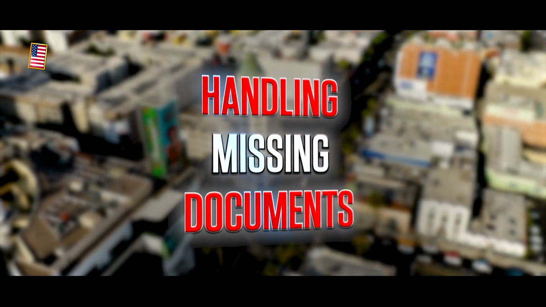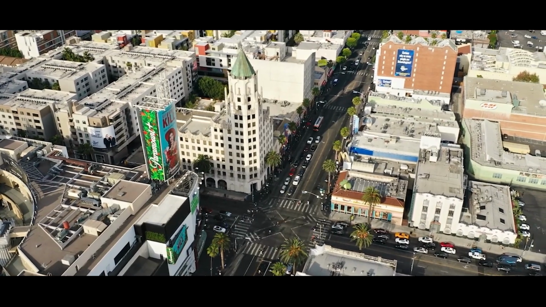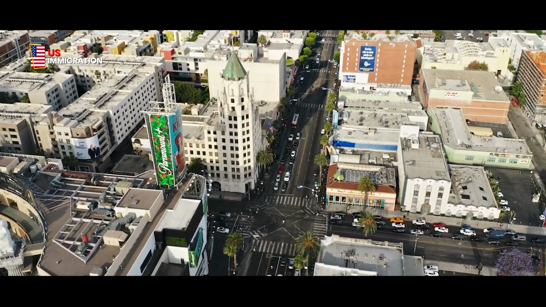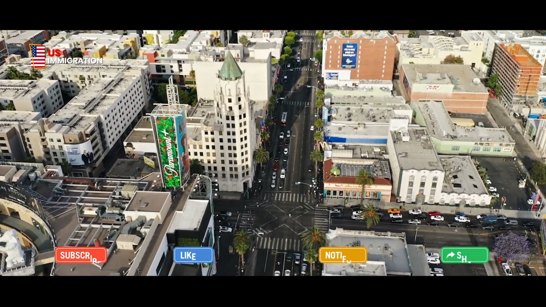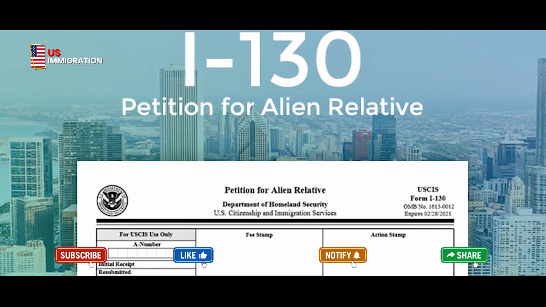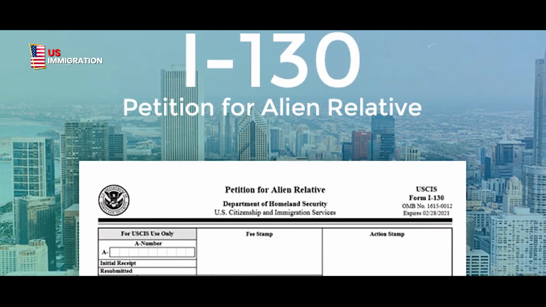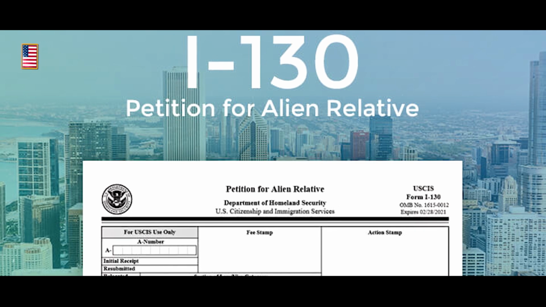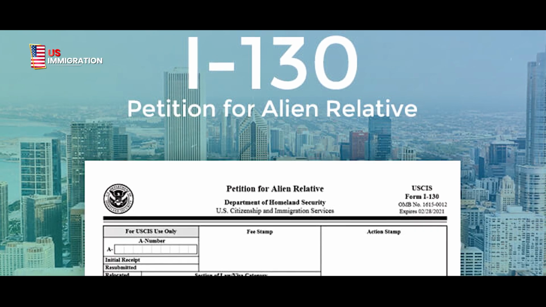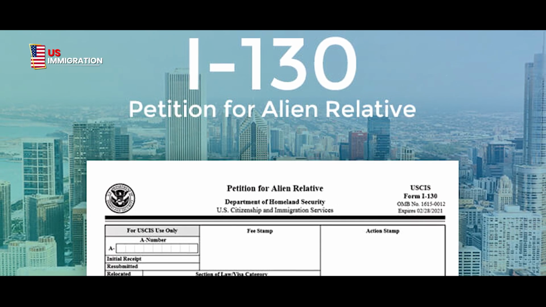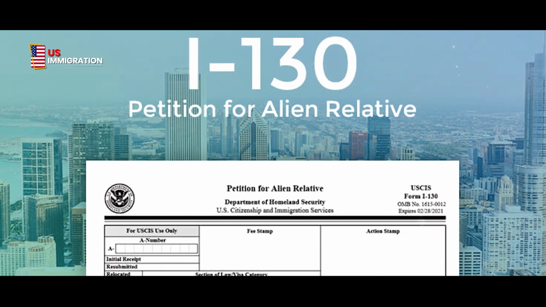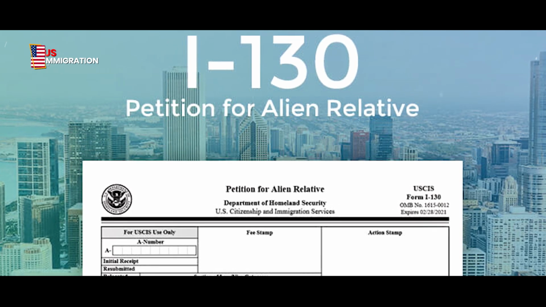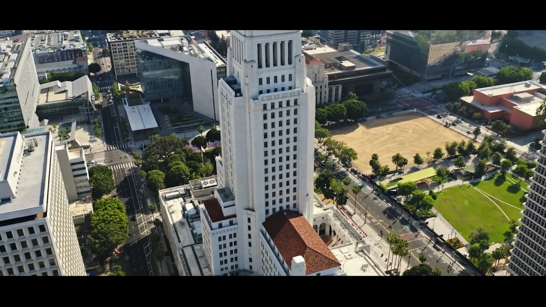Handling missing documents. If some required documents are missing, you need to provide secondary evidence. For example, if a birth certificate is not available, you should submit a letter from the relevant authorities stating the document's unavailability. Other acceptable secondary evidence might include baptismal records, school records, or affidavits from relatives. Submitting incomplete petitions can lead to delays or even denials. If USCIS requires additional information, they will issue a request for evidence, which can prolong the process. Therefore, it's crucial to ensure that all required documents are included when initially filing Form I-130.